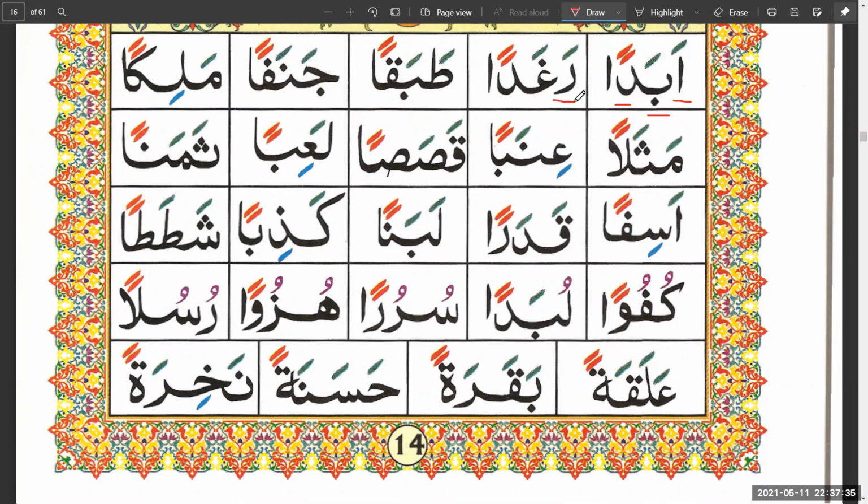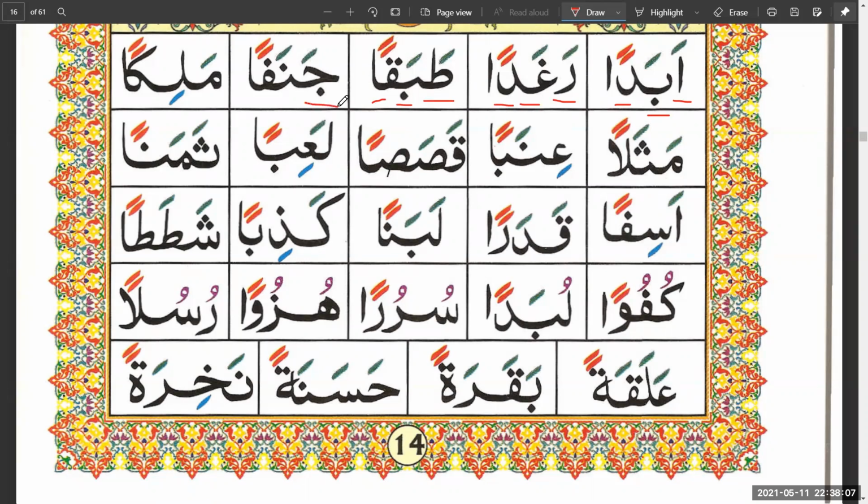Next one, ra fatha ra, ghain fatha gha, and dal double fatha dan. Ra gha dan. Ra gha dan. Next one, ta fatha ta, ba fatha ba, and qaf double fatha or two fatha qan. Ta ba qan. Ta ba qan.